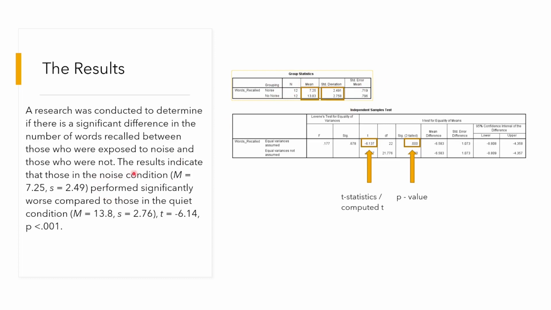Continuing what I was saying a while ago, the results indicate that those who were in the noise condition performed significantly worse compared to those in the quiet condition. And since we mentioned the quiet condition, we have to report the mean and the standard deviation of the quiet condition, which is also from this table in SPSS. Then finally, as I end the statement, I state the t statistic together with the p value. I got these values from this table. So the t statistic is -6.14, while the p value, since it's 0.00, we can say that it's less than 0.001.